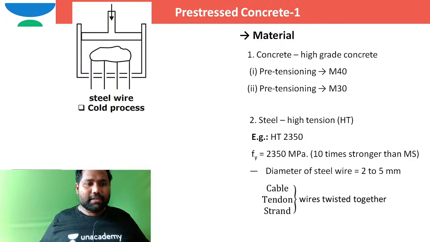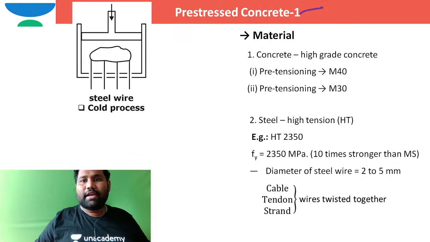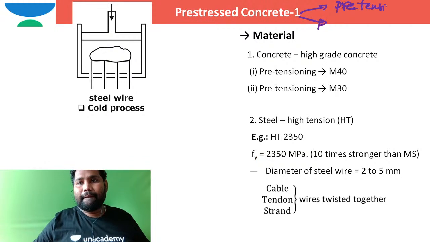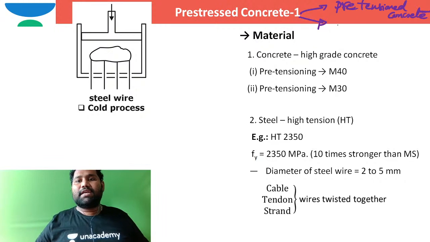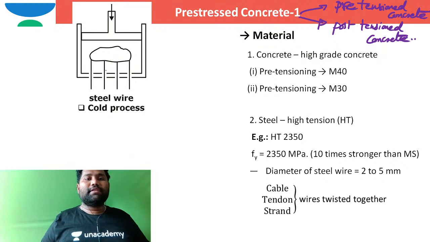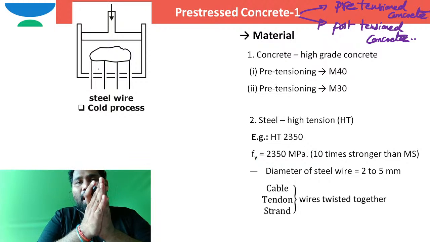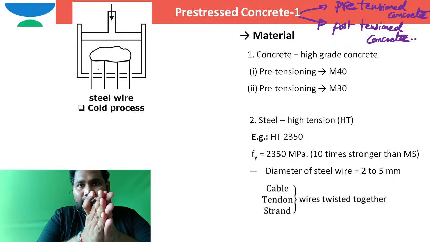So coming to the materials. Before I move to materials, I can say in pre-stressed concrete, there are two types: pre-tensioned concrete and post-tensioned concrete. So what is this pre-tensioned concrete? In this pre-tensioned concrete, concrete has got casted here.